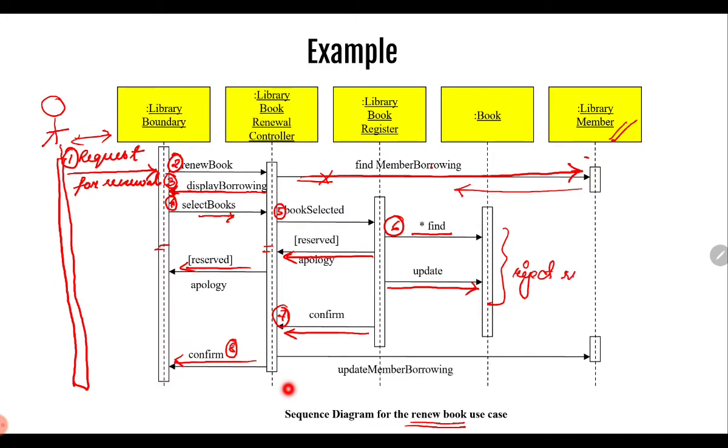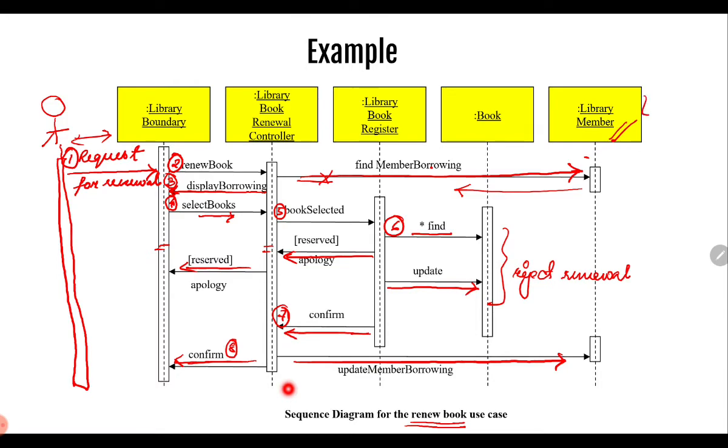However, if the book can still be renewed, it will send a confirmatory message back to the user, and it will also update the member which is borrowing that particular book, and will be updating the renewal date as well, that is, by when he has to return the book.